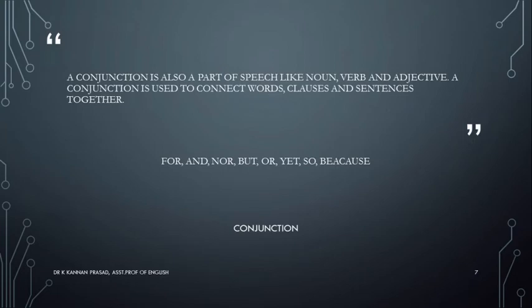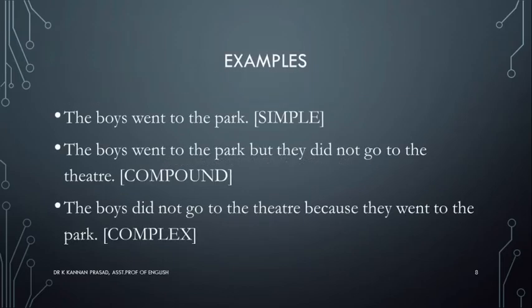A conjunction is also a part of speech like noun, verb, and adjective. A conjunction is used to connect words, clauses, and sentences together. Some commonly used conjunctions are for, and, nor, but, or, yet, so, because. There are many other examples of conjunctions which can be used to connect words, clauses, and sentences together.